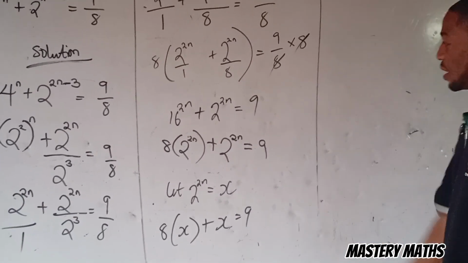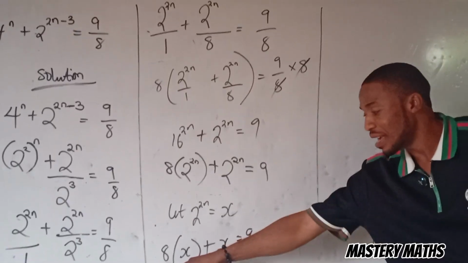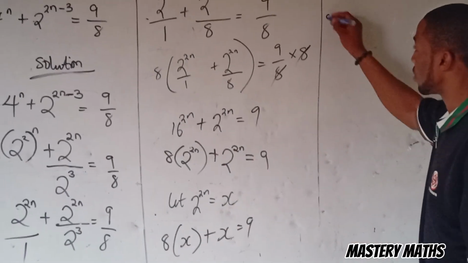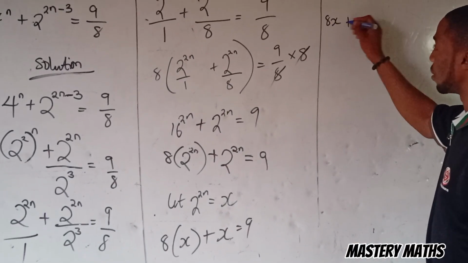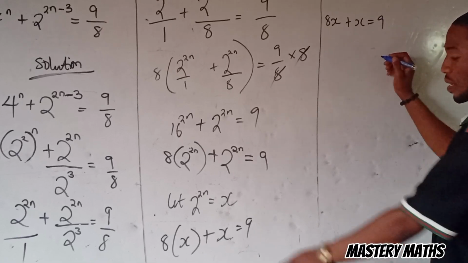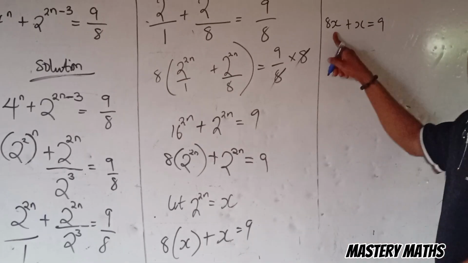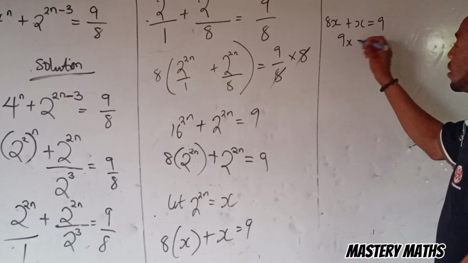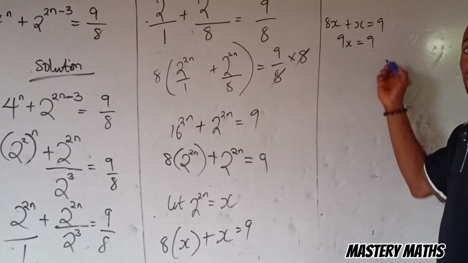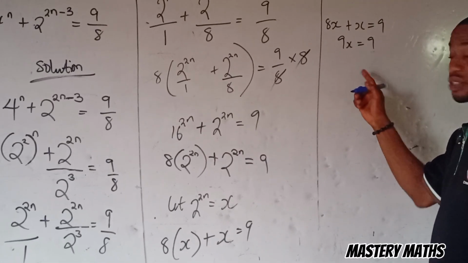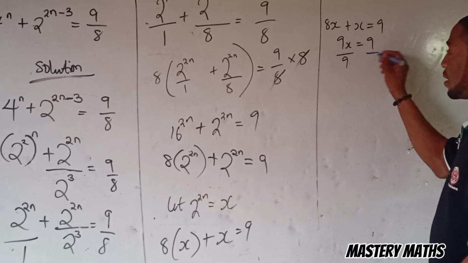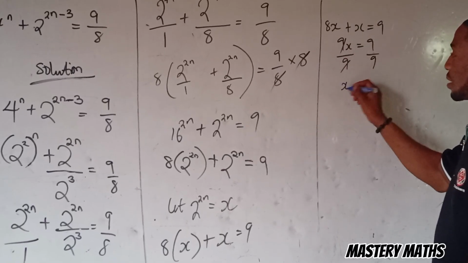So having done that, what should be the next thing? We multiply x. 8 times x will give us 8x plus x equal to 9. Now we add: 8x plus x will give us 9x equal to 9. So what should we do? We divide both sides by the coefficient. Coefficient is 9. So 9 cancelled 9 is x.